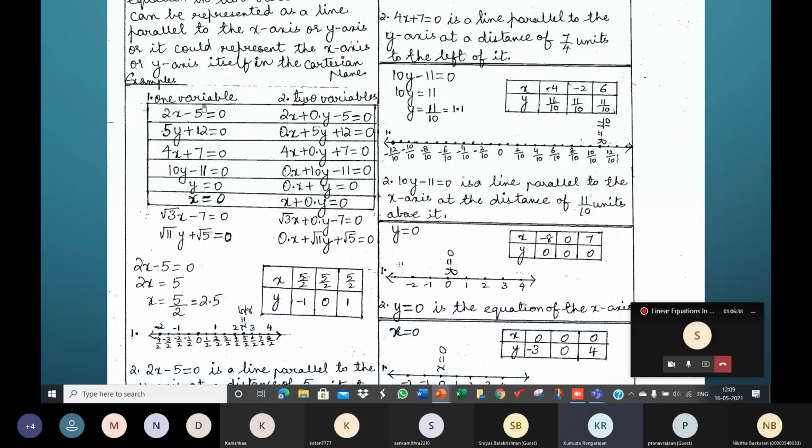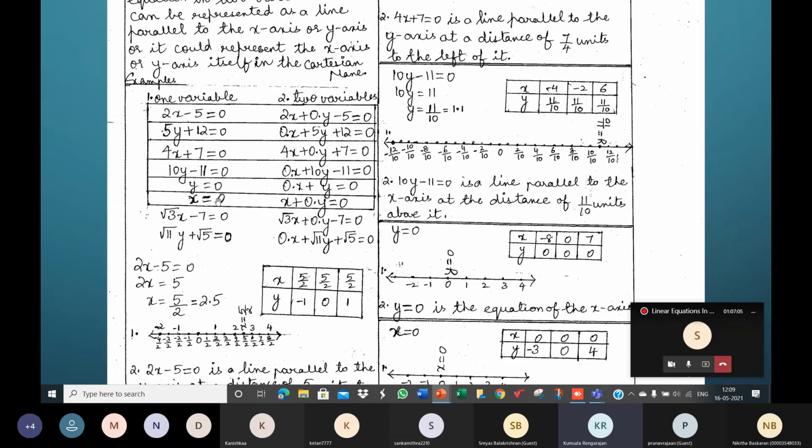All right, children. So you see the various examples here. You can see here there's only one variable x, so we introduce y by saying 0y. Here there's only one variable y, so we introduce x by saying 0x. Then there is no y, so we say 0y. There is no x, so we say 0x. So like that it goes. And here there's no x term, so 0x. Yeah, I hope the two columns are clear.